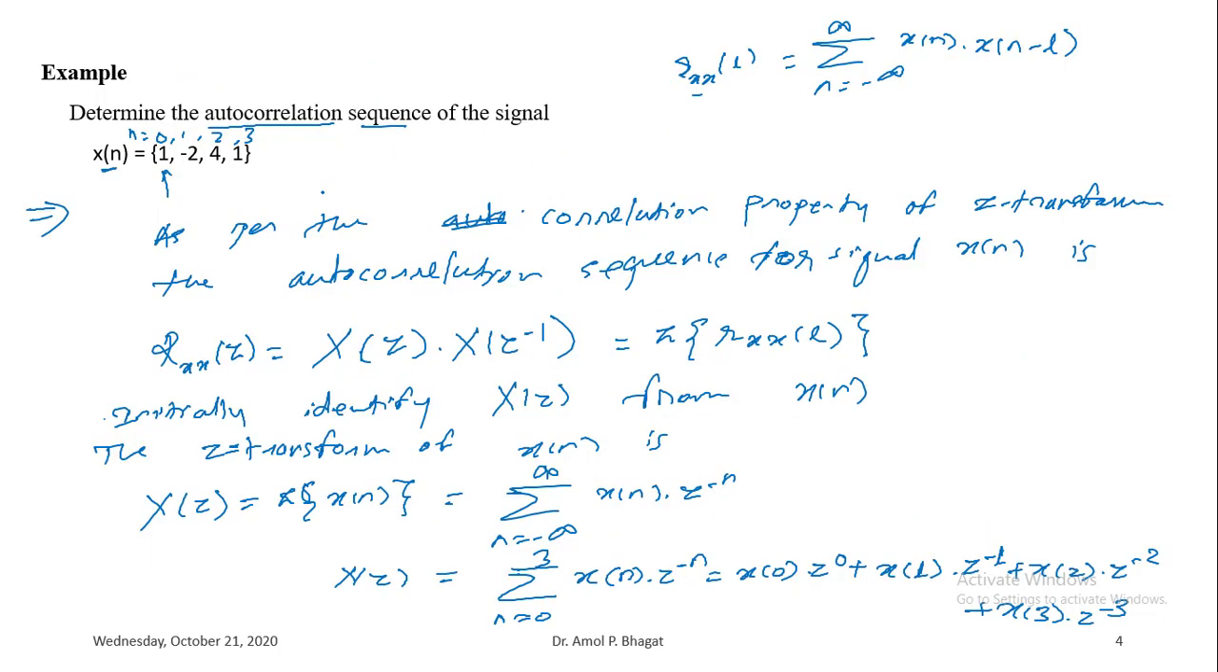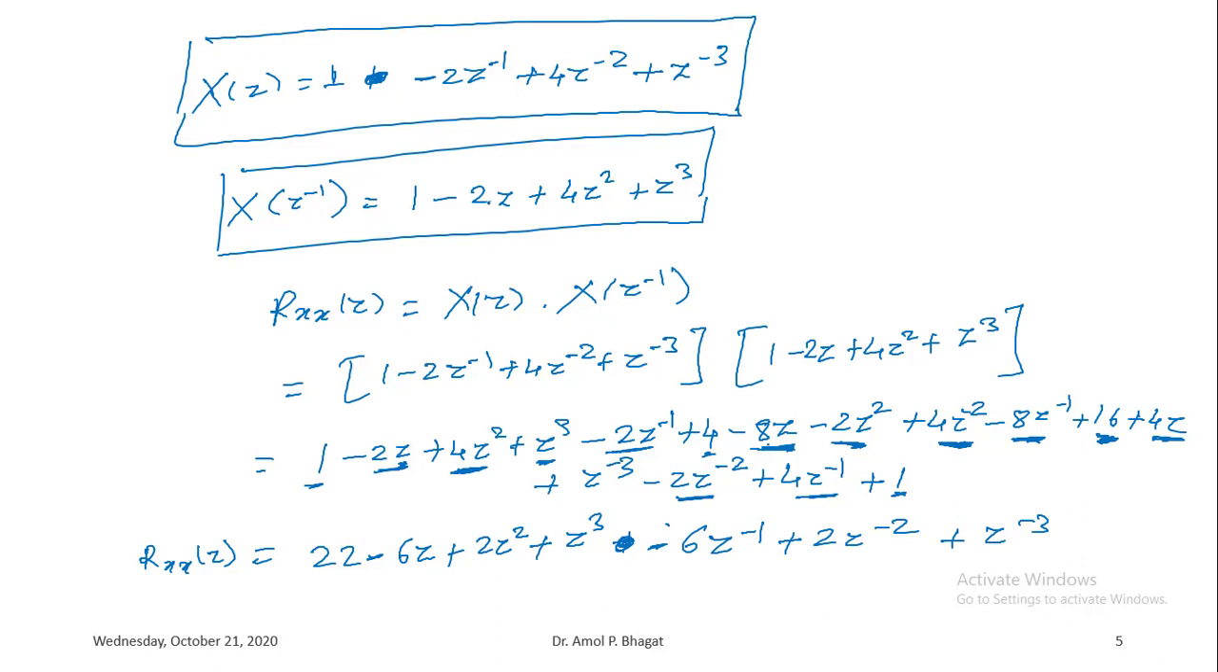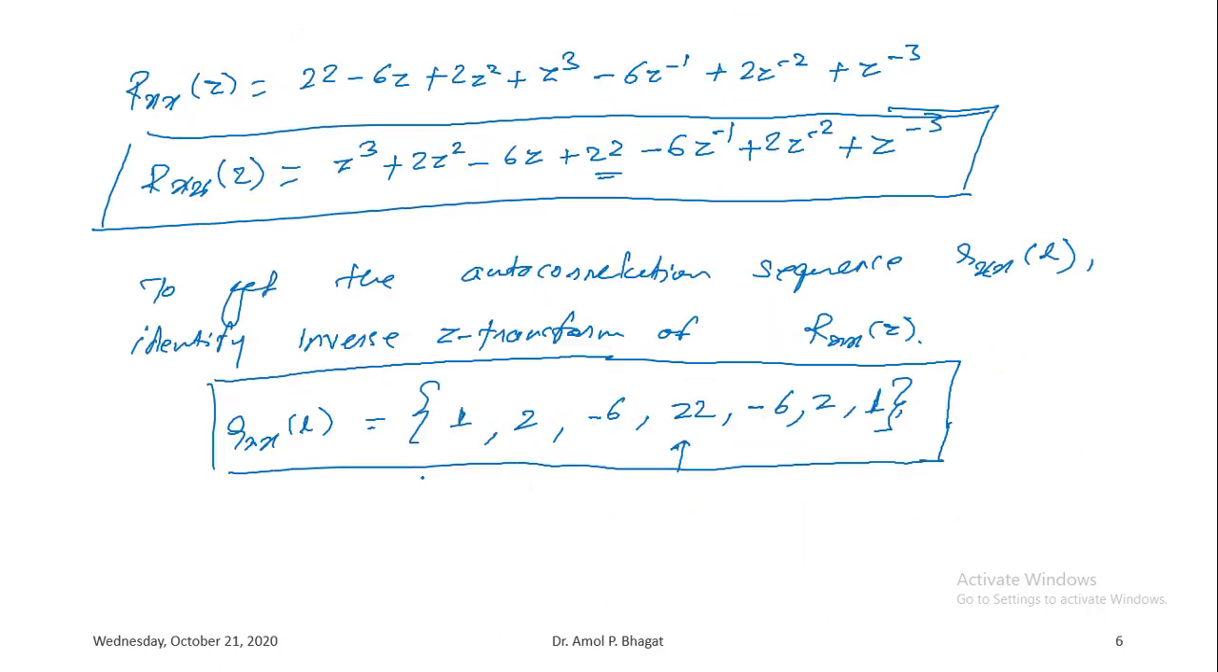Okay, so initially we determined the Z transform of x of n. That Z transform is denoted as capital X of Z. From x of z we have determined x of z inverse, and we have multiplied x of z and x of z inverse, right? So we get this autocorrelation sequence in z domain. So we have taken the inverse z transform of it to determine the actual autocorrelation sequence in time domain. Okay, so again similar process as we have seen in the previous session. So to summarize, it involves these steps.